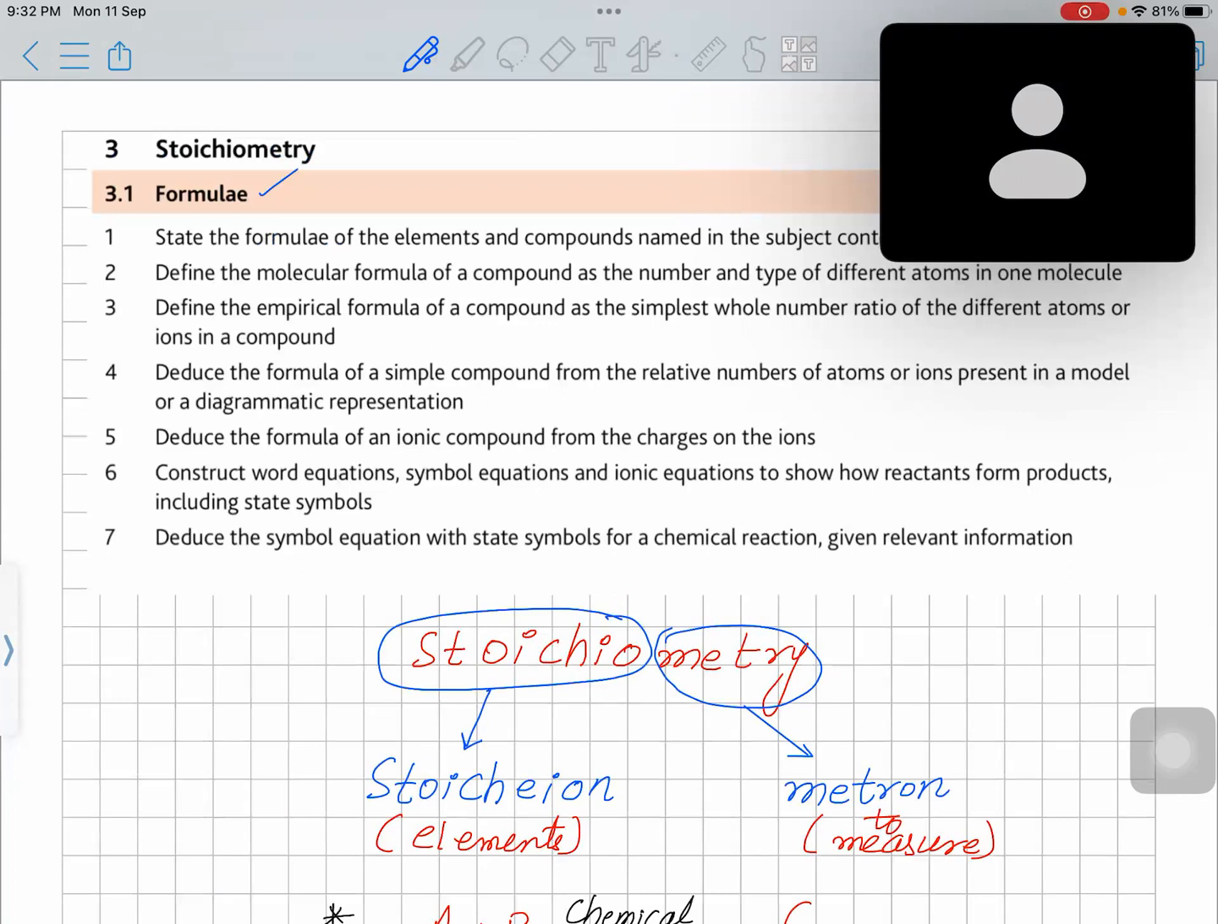Now construct word equation, symbol equation, ionic equation to show how reactants and products including state symbol, right? Deduce the symbol equation with the state symbol for a chemical reaction given relevant information. Okay.